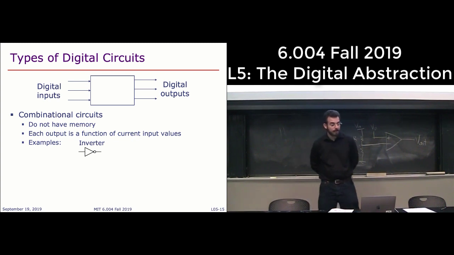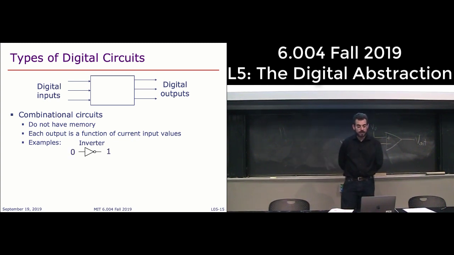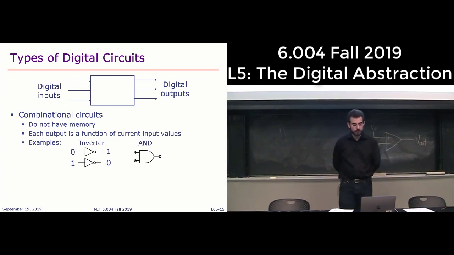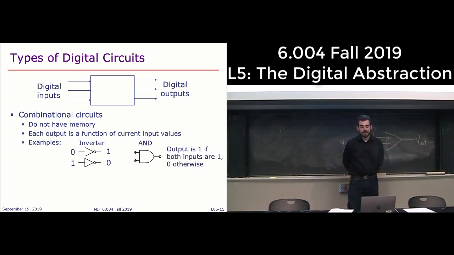Some very simple ones are the inverter, which is a device that turns a 0 into a 1 and a 1 into a 0. We can also have devices with multiple inputs. For example, this is an AND gate, which implements the logic AND function we've already seen. The output is 1 if both inputs are 1, and otherwise it is 0.